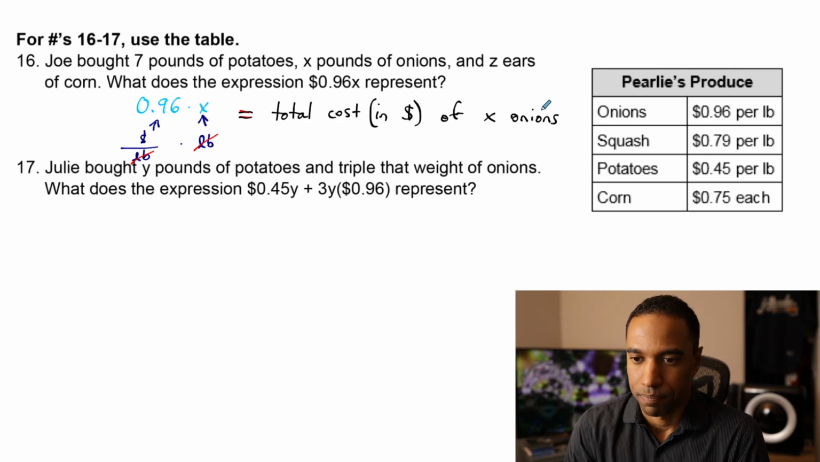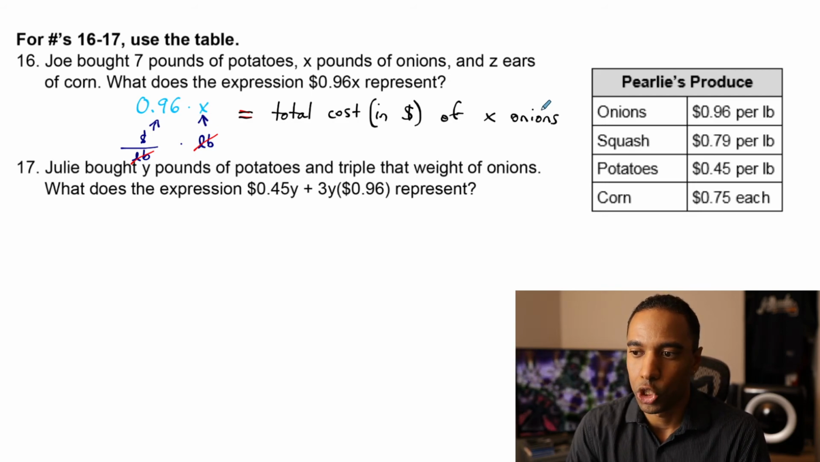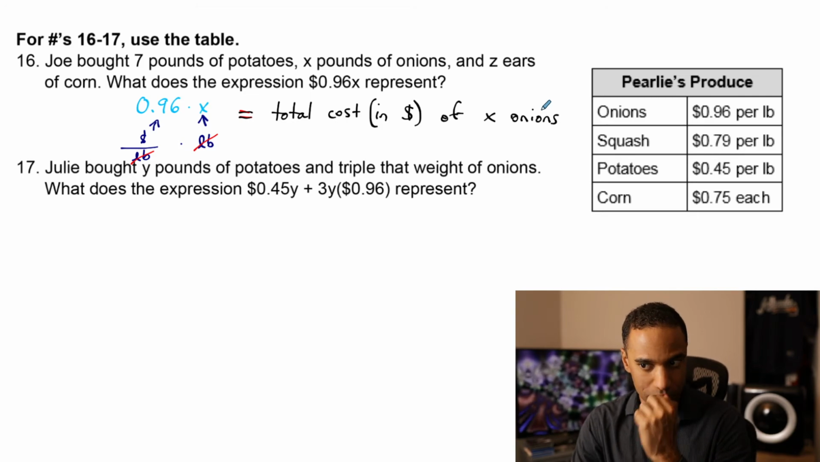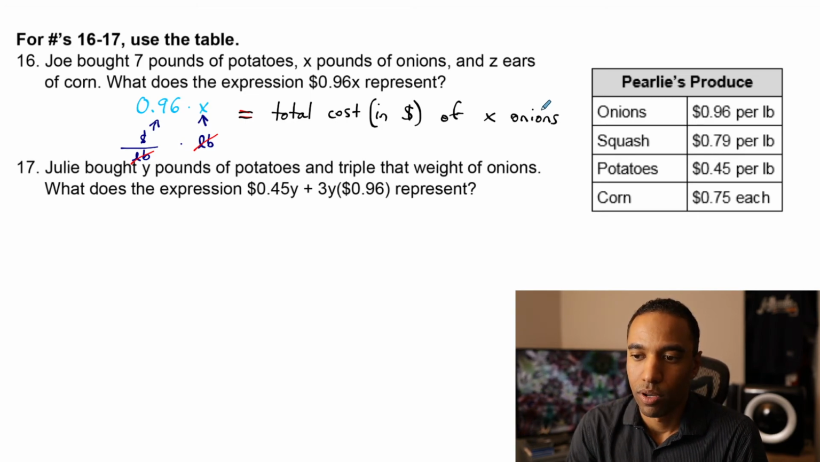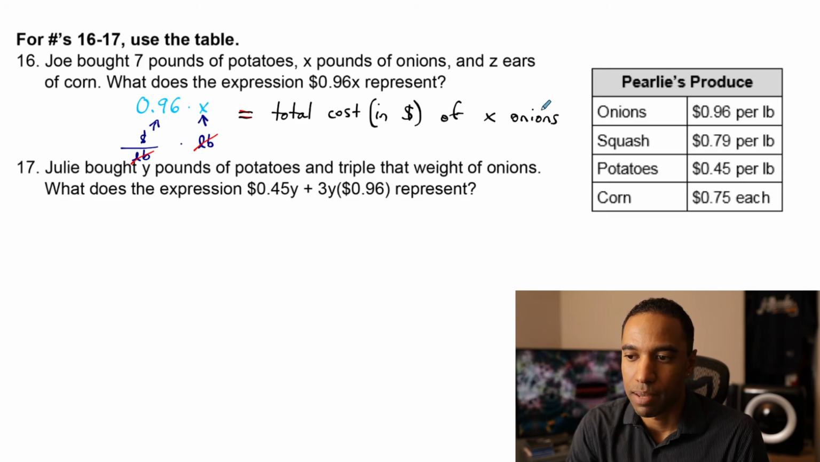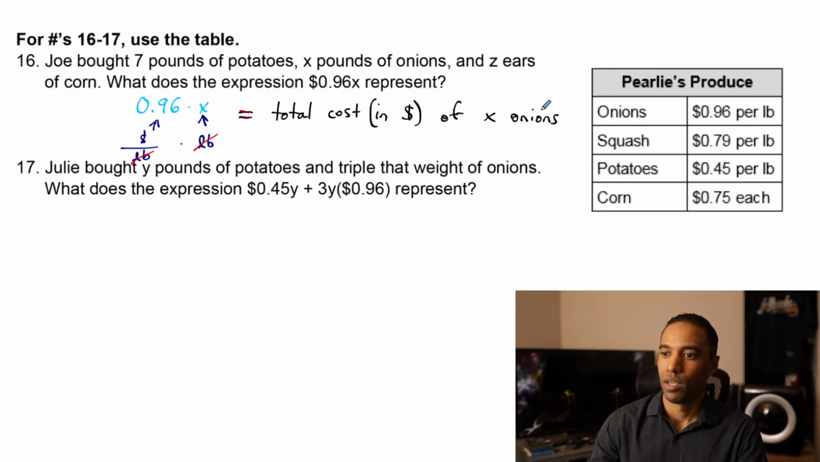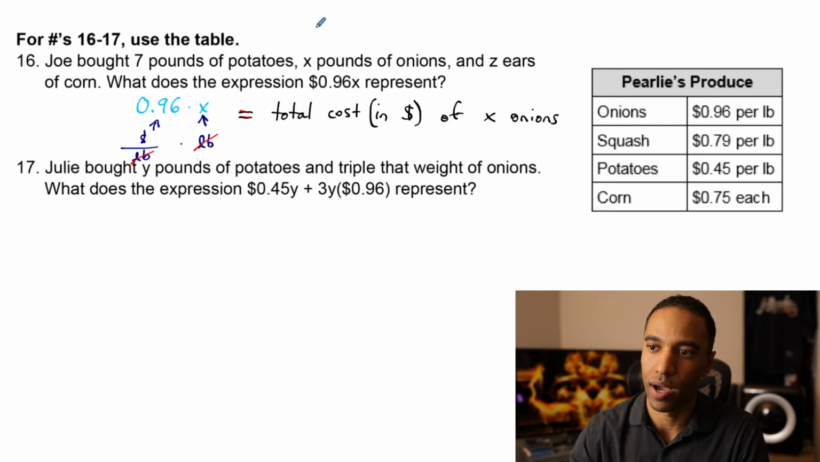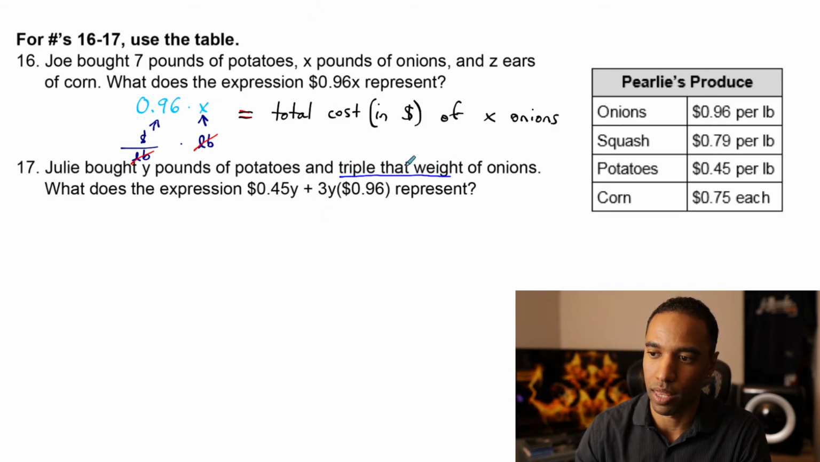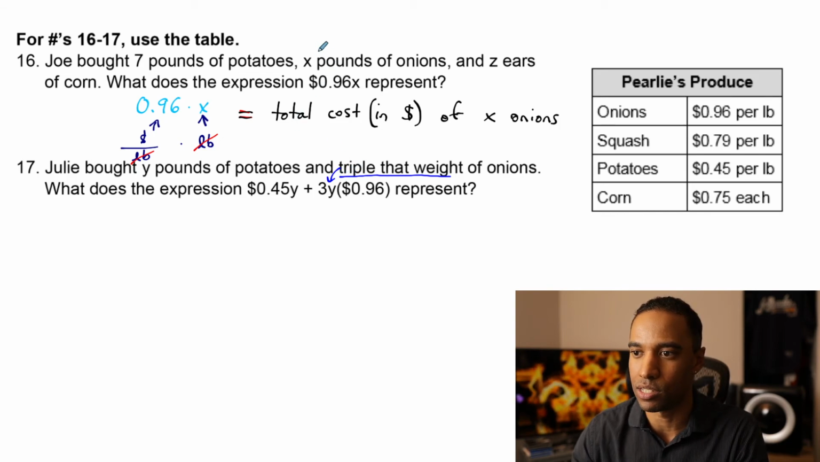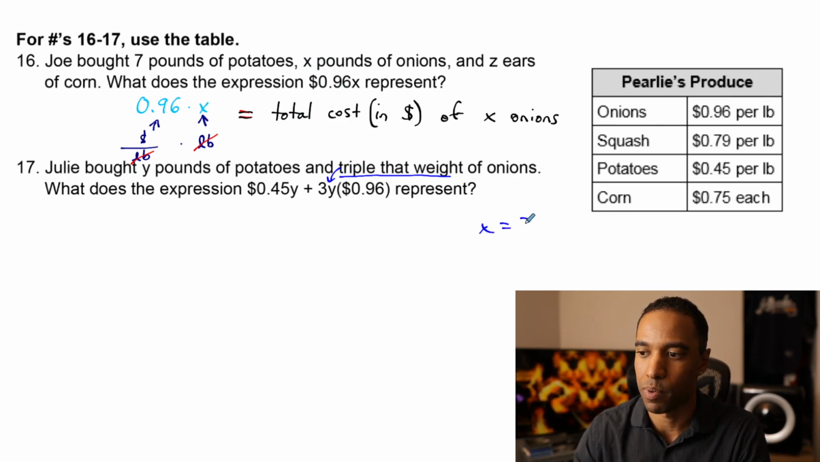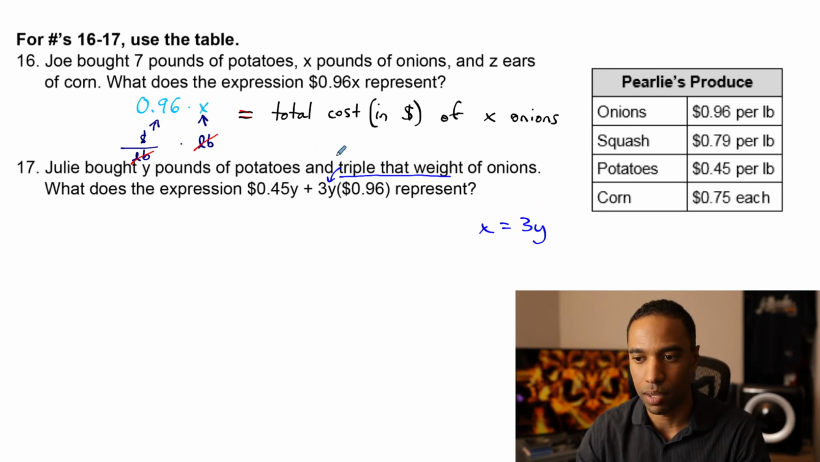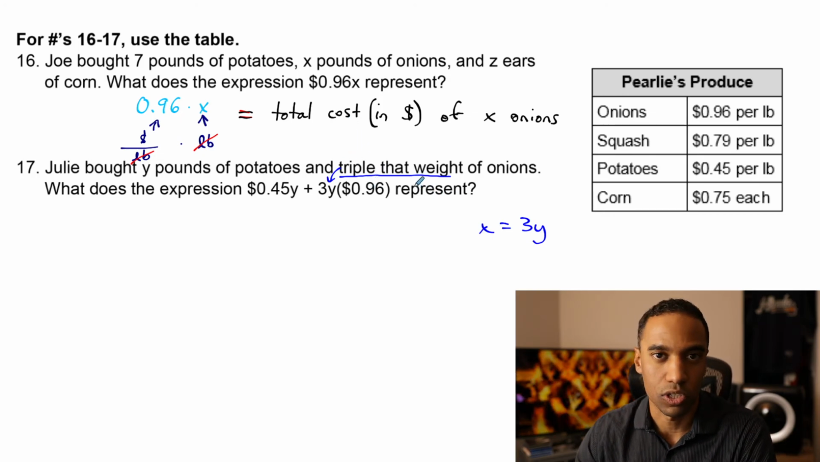Remember, that's multiplication. Right? Julie bought Y pounds of potatoes and triple that weight of onions. What does the expression 0.45Y plus 3Y times 0.96 represent? Okay, so they kind of help you with the triple that weight of onions thing. If she bought Y pounds of potatoes, triple the weight, this guy right here is triple that weight of onions. So they're expressing onions not in terms of X this time, they're expressing it in terms of Y. Their pounds of onions this time is represented like that. That way they don't have to use X's. So it's like they're substituting.